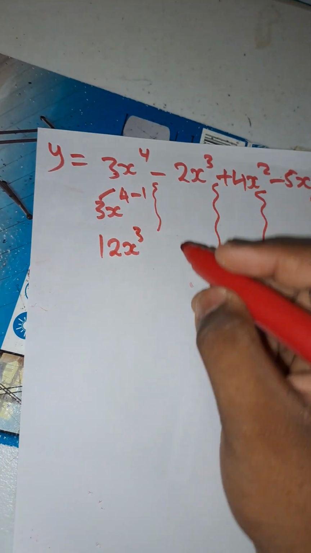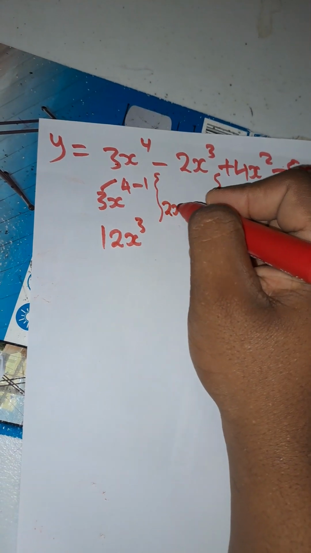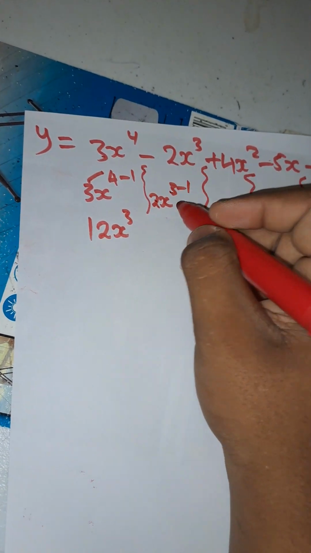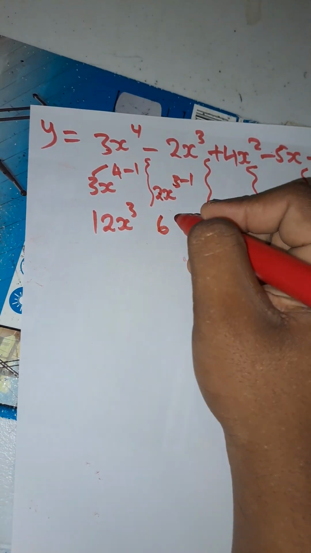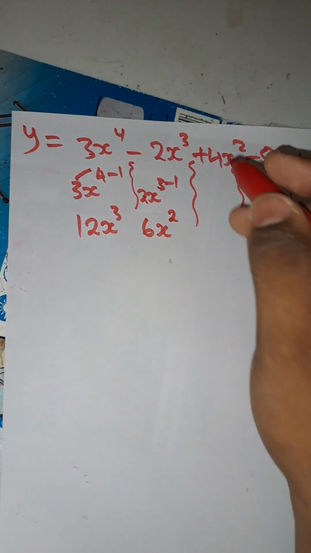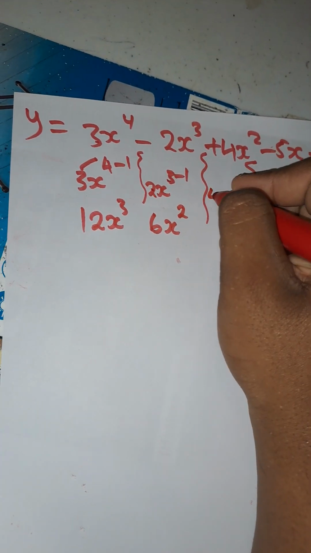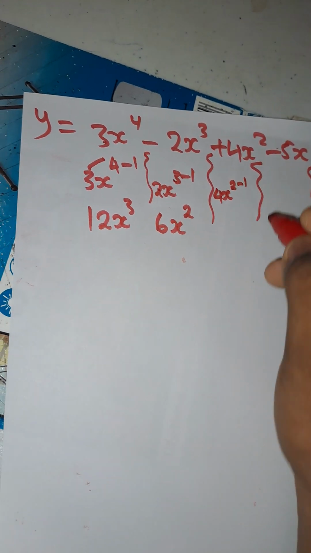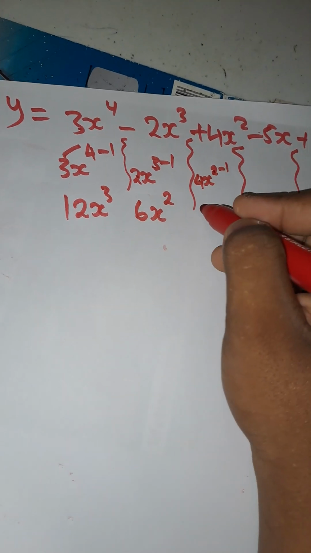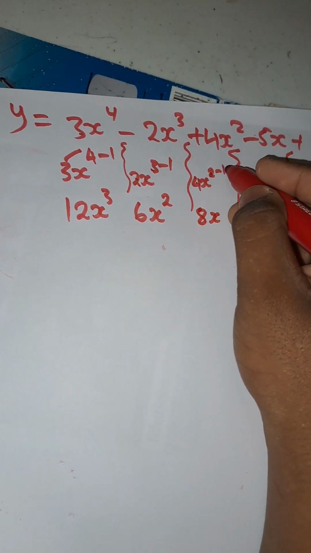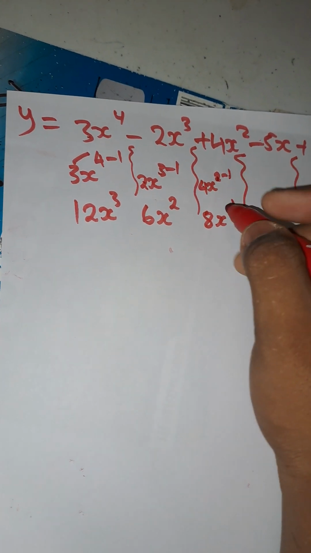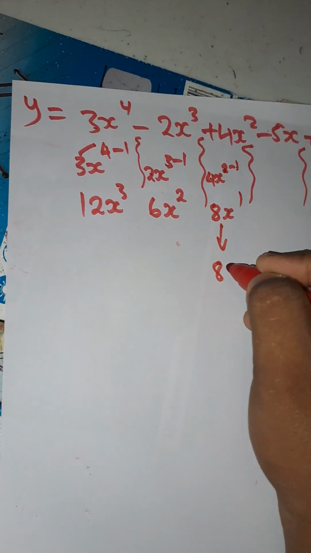Okay, and then the second one, it will be 2x, but 3 minus 1. So it will be 2 times 3, it will be 6x, and then 3 minus 1, 2, so it will be 6x squared. The third one, 4x squared, it will be 4x to the power of 2 minus 1, and then let's do it. 2 times 4, it is 8x, and then to the power of 1, because 2 minus 1 is 1, so it is the same as 8x.